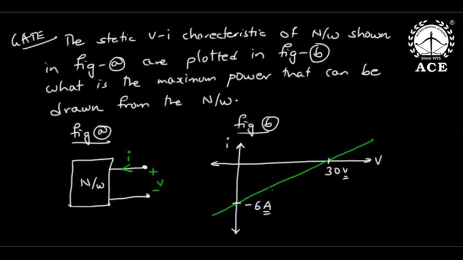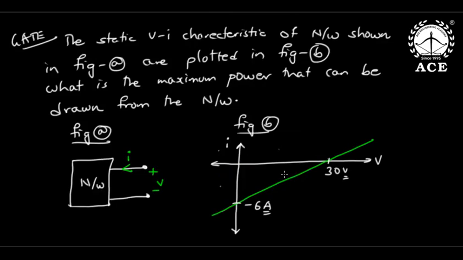There is a segment of characteristics appearing in the fourth quadrant. See, 1, 2, 3, 4. A segment of characteristics appearing in the fourth quadrant means there is an active element inside. If the characteristics go exactly through the origin in quadrants 1 and 3, then it is purely passive. But here there is a segment of characteristics in quadrant 4, so that means there is an active element inside.